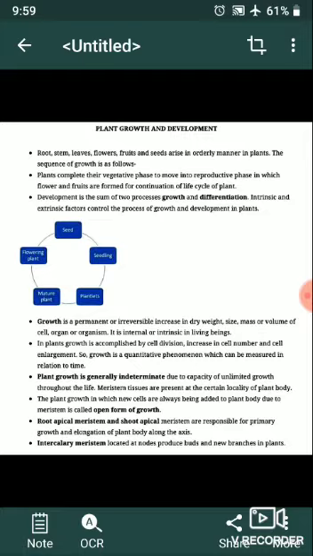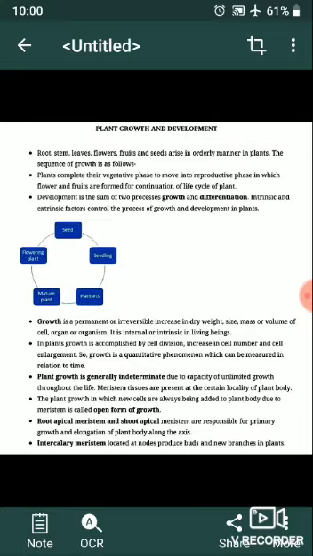Growth is a permanent and irreversible increase in dry weight, size, mass, or volume of a cell, organ, or organism. It is internal or intrinsic in living beings. In plants, growth is accomplished by cell division, increase in cell number, and cell enlargement. Growth is a quantitative phenomenon which can be measured in relation to time.